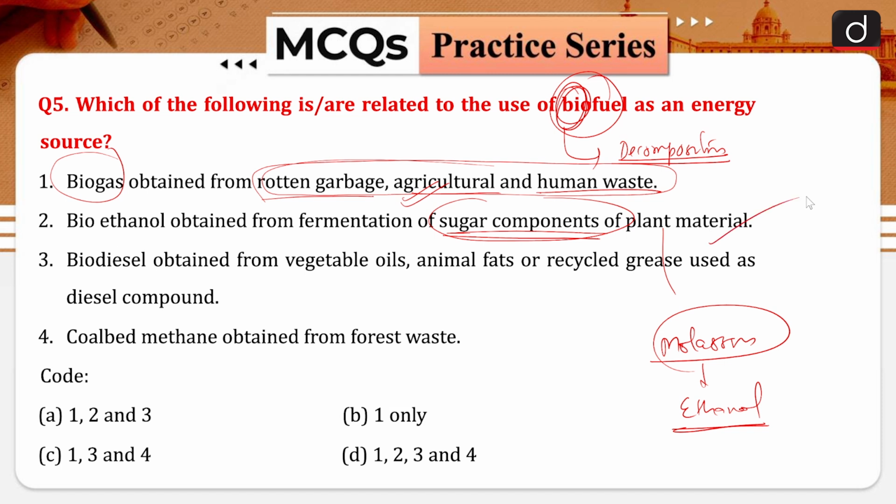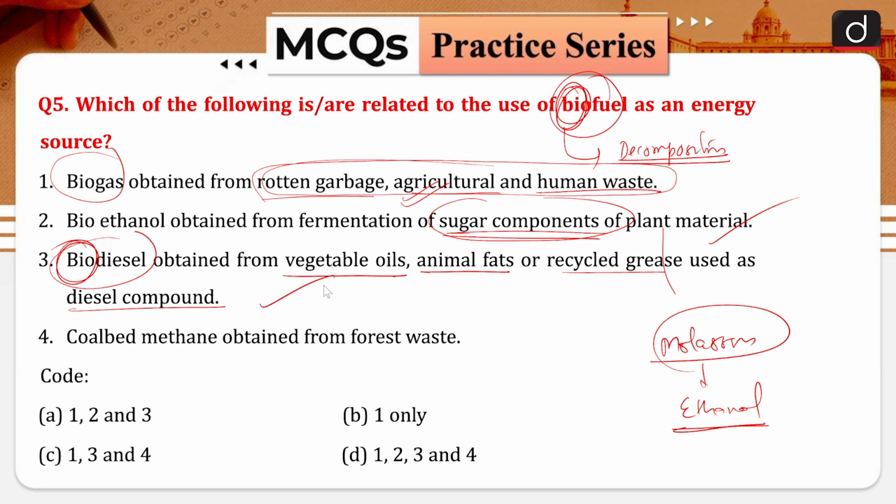Now, biodiesel obtained from vegetable oils, animal fats, and recycled grease is used as a diesel component. So this is biodiesel, or diesel which is obtained from biological action, or some biological components. Vegetable oils and animal fats are bio components. So this is also correct.